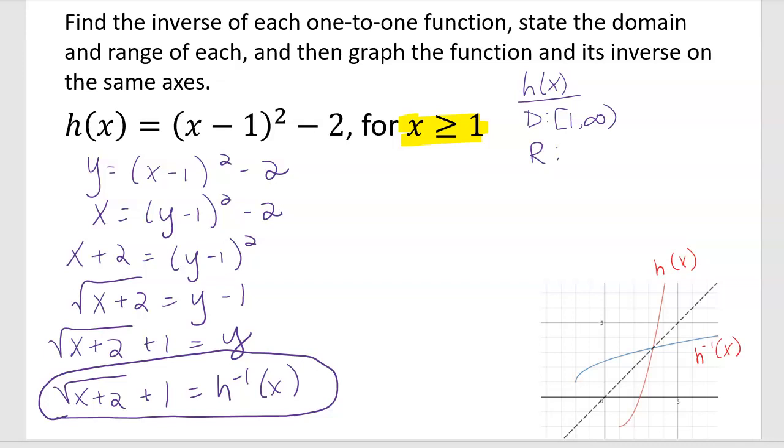And so for your h of x function, you already knew the domain, and if you think about that vertex down there, the range is going to start at -2 and go to infinity. Excuse me, this should be a -2 here. So -2 to infinity gives you the domain of your inverse function, and then your range needs to match the domain of h of x, so that will be 1 with a bracket to infinity.